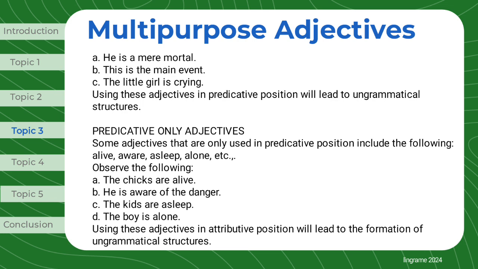Predicative-only adjectives. Some adjectives that are only used in predicative position include the following: alive, aware, asleep, alone, etc. Observe the following: The chicks are alive. He is aware of the danger. The kids are asleep. The boy is alone. Using these adjectives in attributive position will lead to the formation of ungrammatical structures.